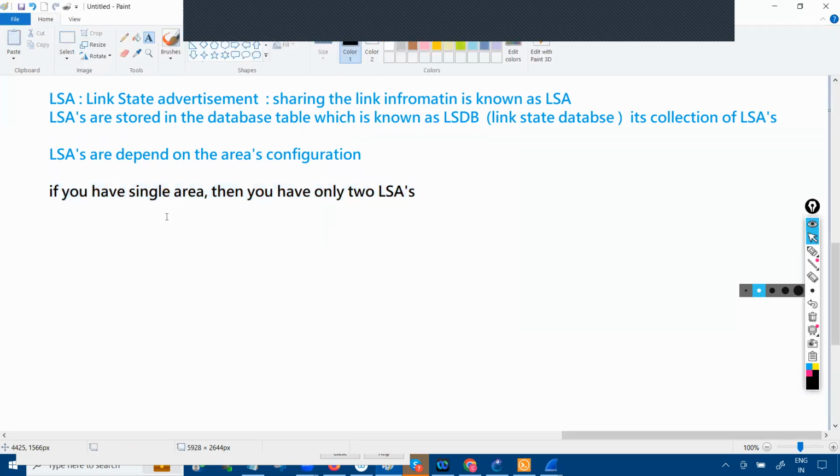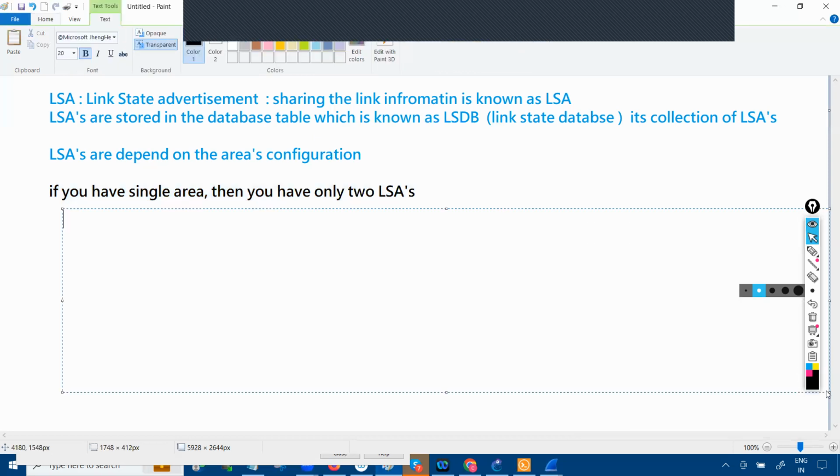So if you have a single area, then you have only two LSAs. The first LSA is called the router LSA, which is also known as a type 1 LSA. Sometimes people also call this LSA number 1. So basically, what do these do? Understand the concept, that's very, very important.